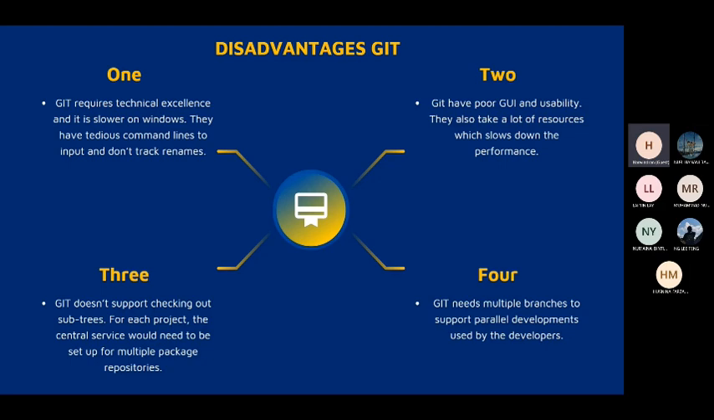The third one is that Git doesn't support checking out subtrees. For each project, the central service would need to be set up for multiple package repositories. The last one is that Git needs multiple branches to support parallel development used by the developers.